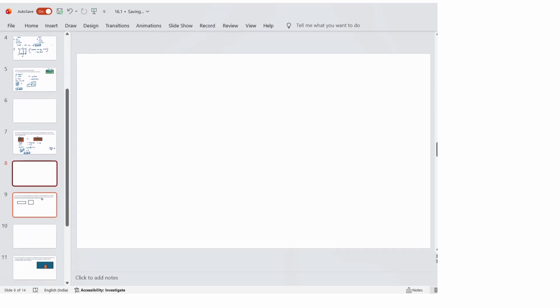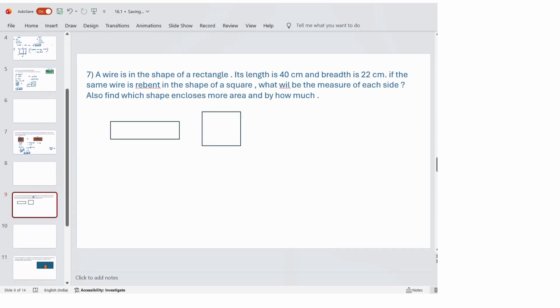Coming to the next question. So there is a wire. A wire is in the shape of a rectangle. Its length is 40 centimeter and the breadth is 22 centimeter. So if the same wire is rebent in the shape of a square, what will be the measure of each side? Also, which shape encloses more area and by how much?